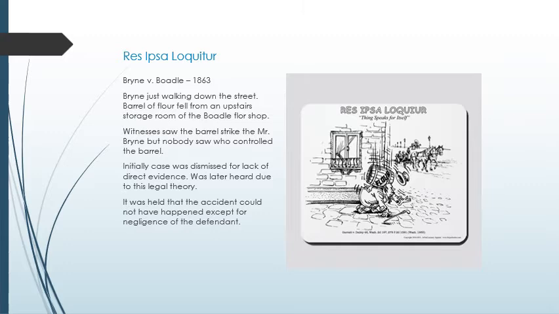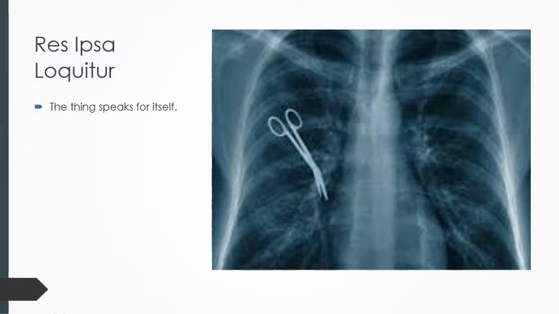And originally, the case was dismissed. However, it was brought back because the judge had held that Mr. Byrne should not be precluded from filing a lawsuit against Mr. Boadle because the owner had exclusive control over the storage area. And the only way a barrel could roll out and strike a pedestrian would be if there was negligence in some way. The thing speaks for itself.